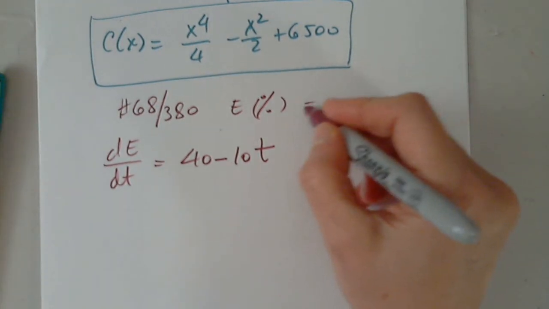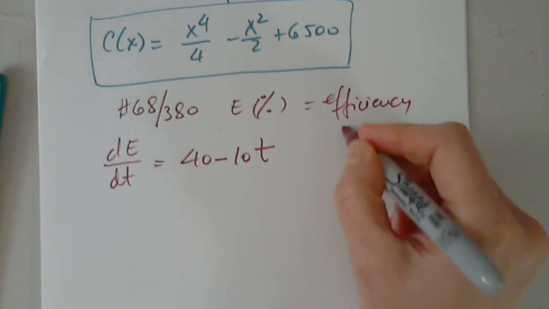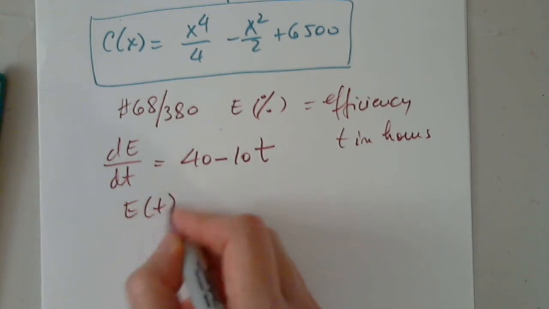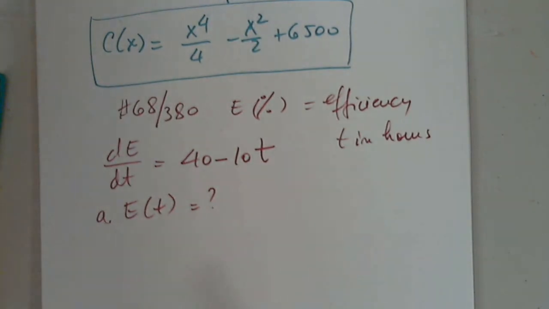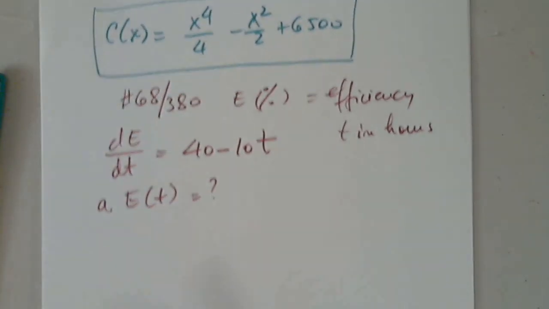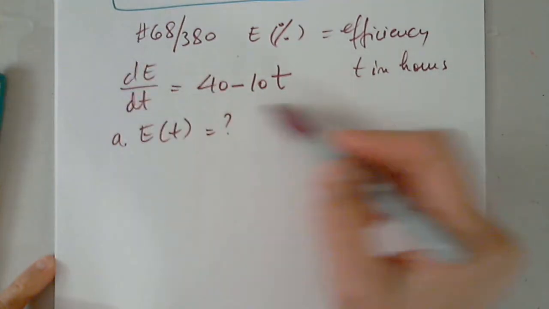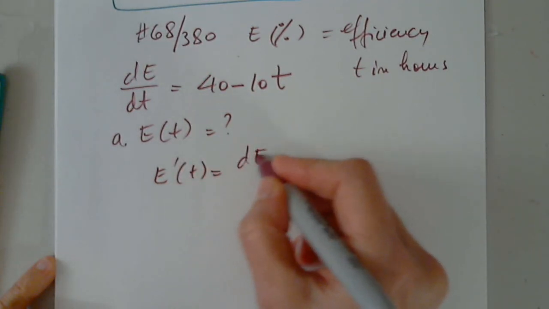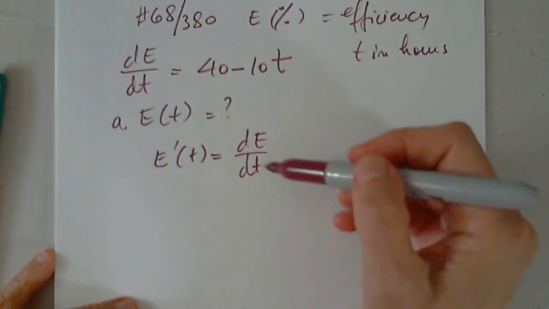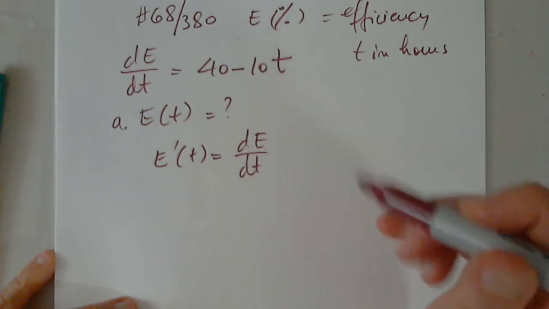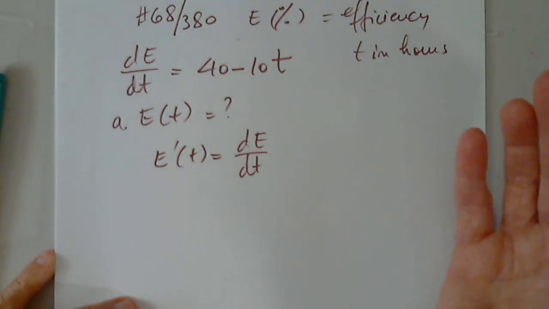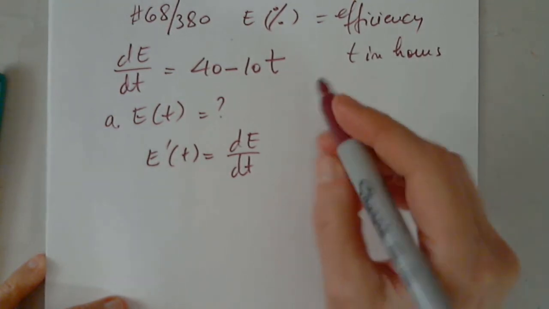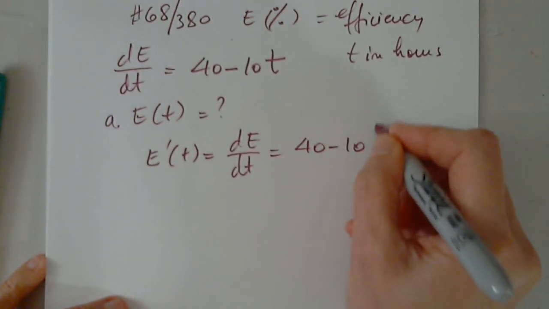So E is the efficiency, and t in hours. Find E of t. That's part A. Remember, this notation dE over dt is the same thing as saying E prime of t. We use this notation in implicit differentiation because it's safer to use it. You don't have to use it. You can still use E prime, but I recommend this. It's safer for many reasons. So this is given to us as 40 minus 10t.